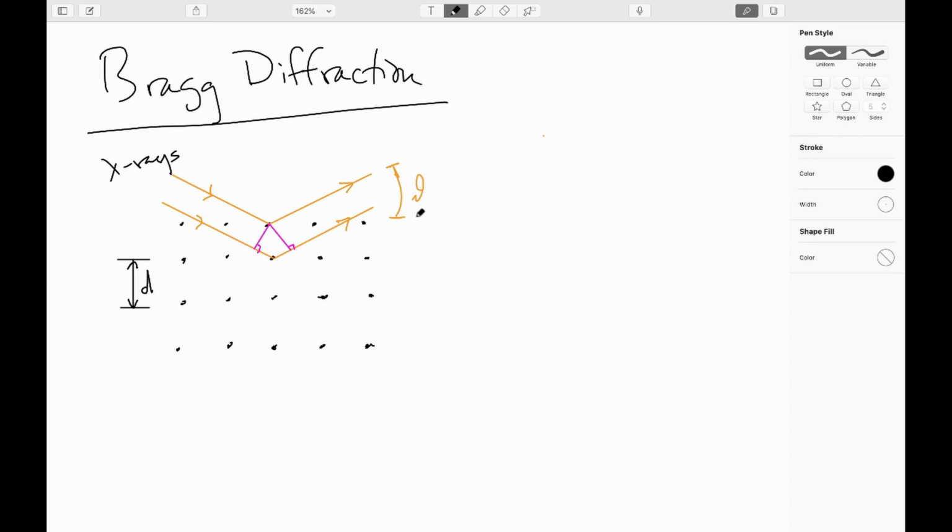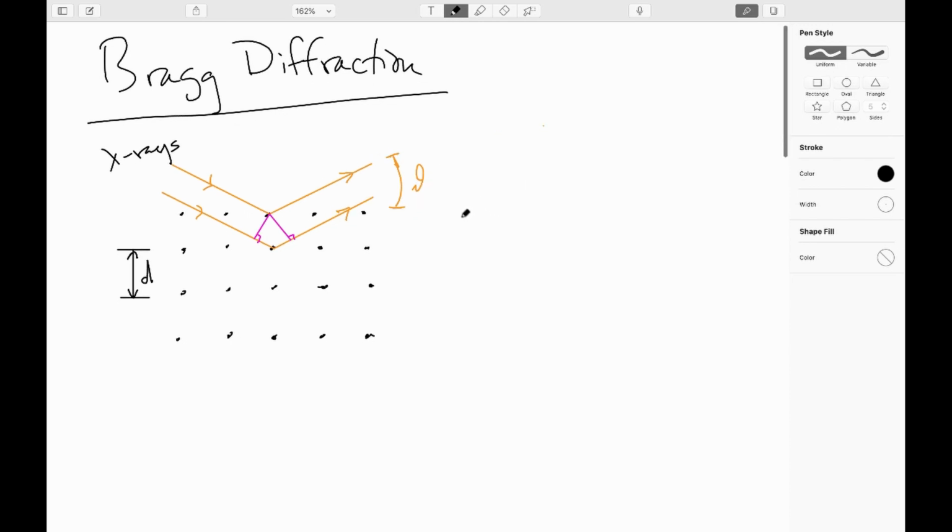Now here I'm dimensioning the angle differently than you may be used to. There is not a whole lot of consistency in the dimensioning of this angle between textbooks. So here I'm going with the convention that this angle is being measured with respect to the surface as opposed to with respect to the normal. So just be careful about that.